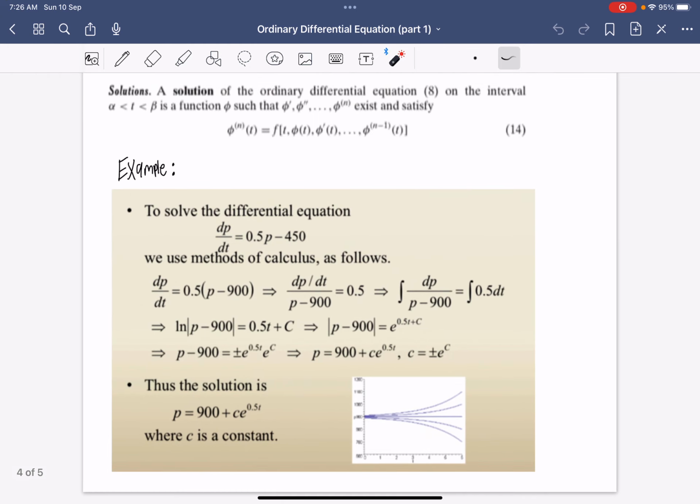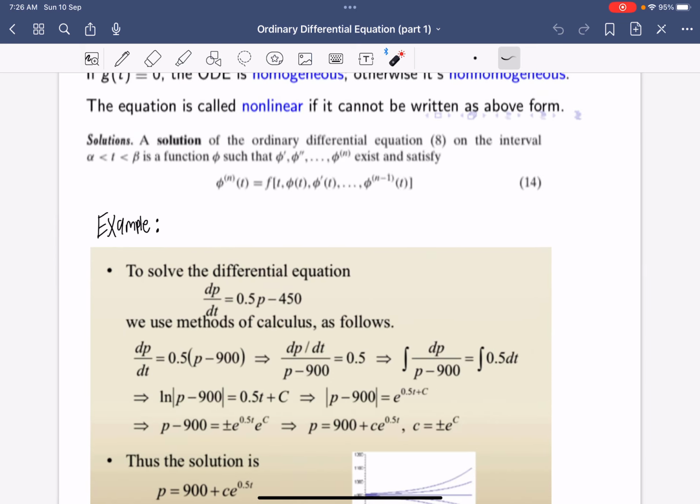And then when you solve it, this is just ln modulus of p minus 900 equals 0.5t plus c. Then you bring the power of e up, and then you remove the modulus. And then you recognize one thing: e to the power of big C is just a constant. So this part when you split is just a constant, and you can label it A, which is what I do. But in the notes, we label it small c. And this is just the solution of the differential equation that we already can find using calculus.